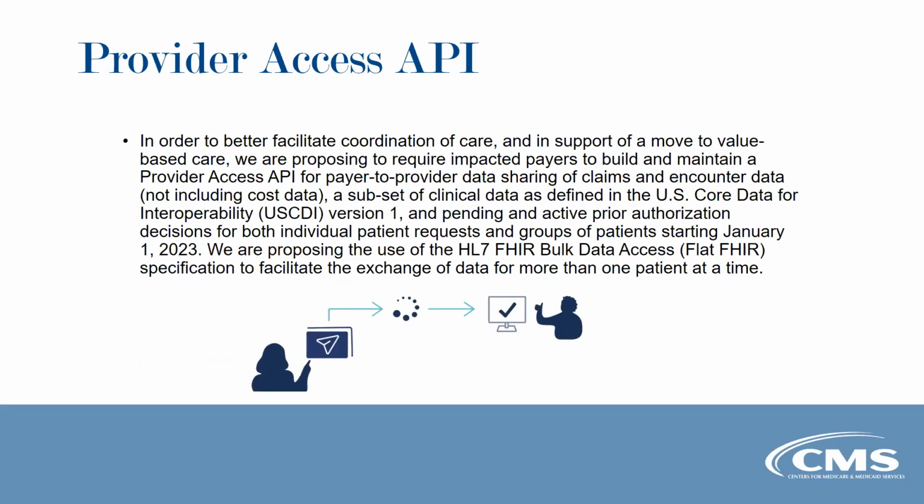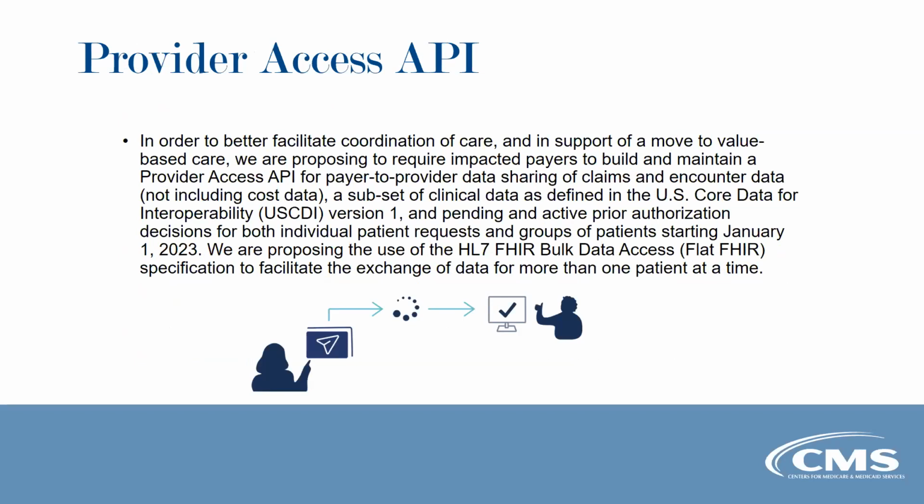So moving on to our next API. We also proposed in this rule a new API that is the provider access API. And this is based on what CMS, or Medicare fee-for-service, is already working to implement. We call it our data at the point of care API. This API allows payers to share claims and encounter data directly with providers through an API so that the provider can access that data directly in their EHRs.